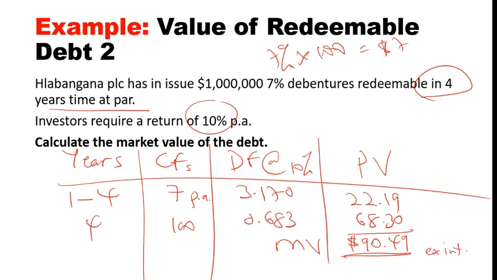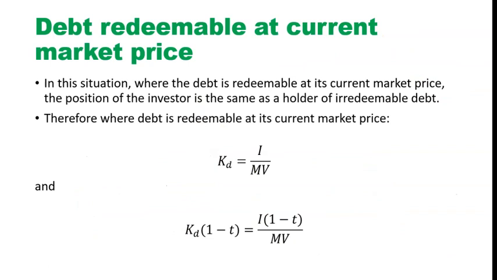All right, now there is a situation when the debt is going to be redeemable at current market price. In this situation, the position of the investor is the same as a holder of irredeemable debt. Therefore, where the debt is redeemable at its current market price, you just have to use the formula Kd is equal to interest over market value. And if the examiner wants you to calculate the Kd in the eyes or in the hands of the borrower, you then have to use this one.